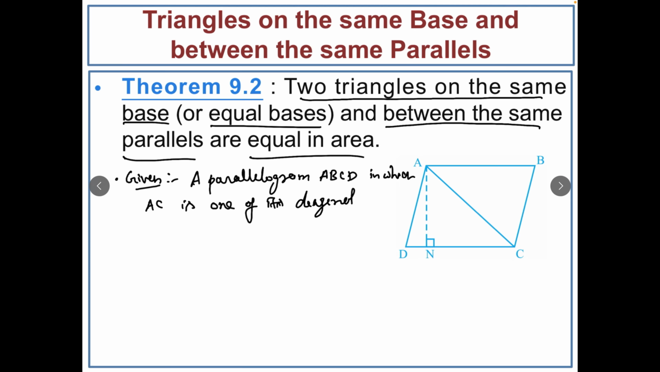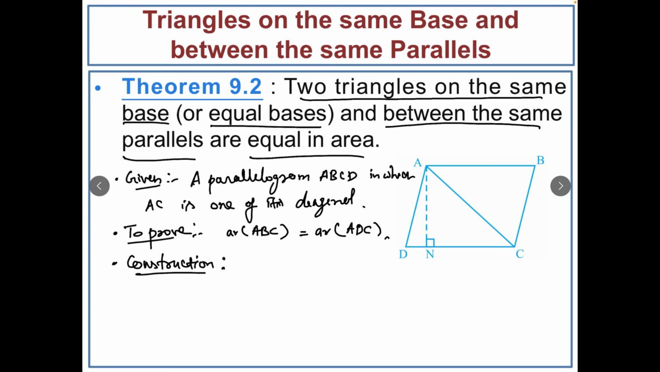For this we are going to do a construction. Construction: we will draw an altitude, or you can say height, of this parallelogram, which is AN perpendicular to DC. So the construction is draw AN perpendicular to DC. Now let's start its proof.